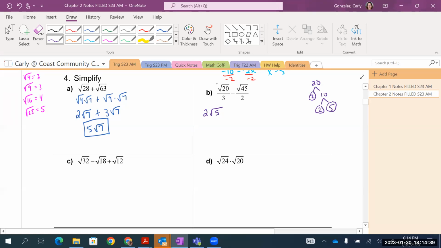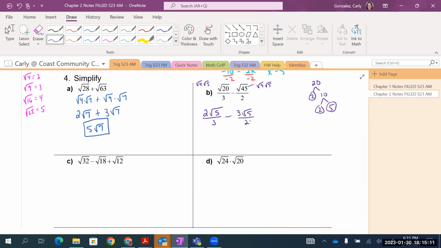Or using the method I've been showing otherwise, we could break it up to rad 4, rad 5, which is 2 rad 5. Okay, now the denominator is 3. And then for the rad 45, same thing. I could do factor trees, or I could break it up into rad 9 times rad 5, or we could get 3 rad 5 all over 2.